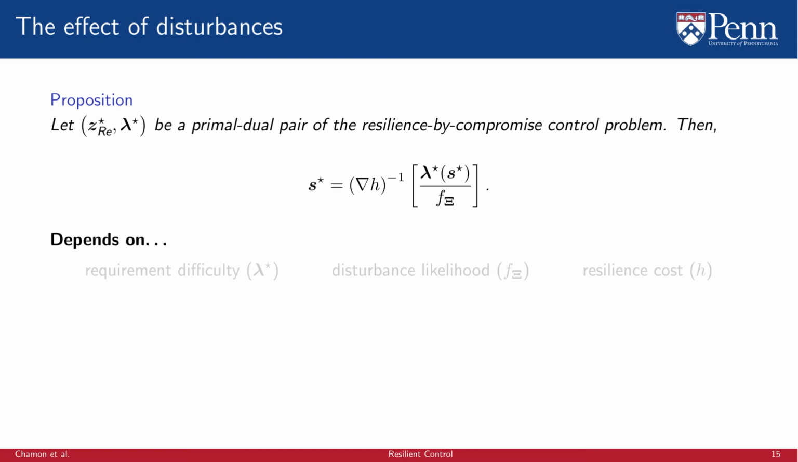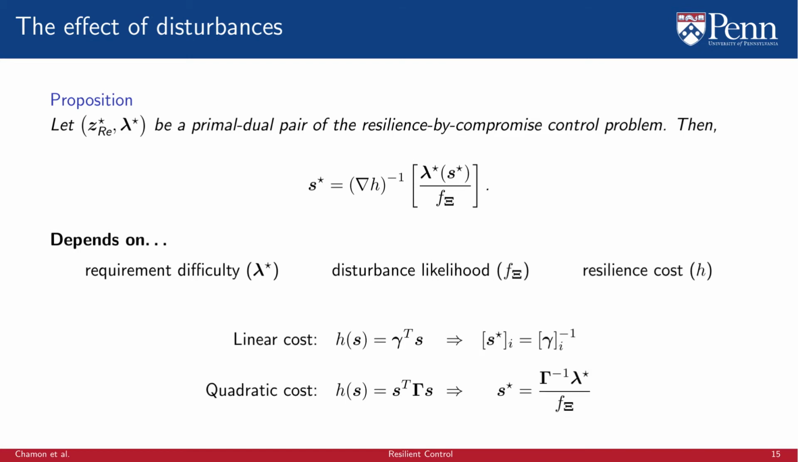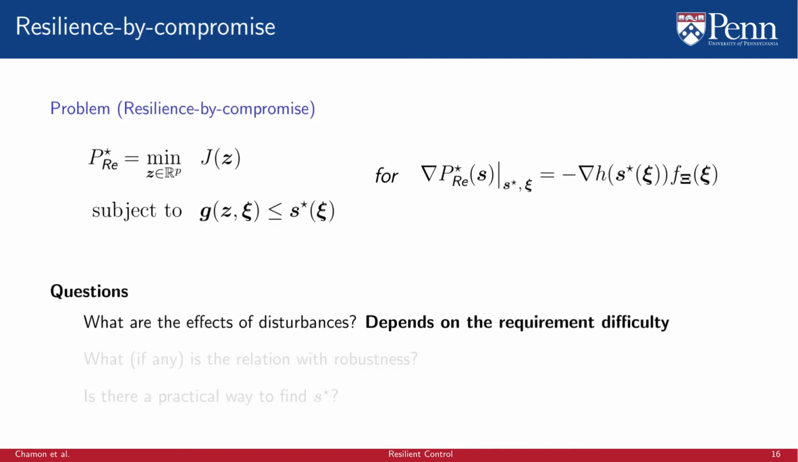Now, it turns out that resilience by compromise relaxes each constraint depending on its dual variable, which is exactly what we want to do. Since these are convex problems, we know that the dual variables are a measure of constraint satisfaction difficulty. So the resilient controller actually focuses on those requirements that are harder to meet. Obviously, the resilience slacks also depend on the likelihood of the disturbance and on the structure of the resilience cost. Using a quadratic cost, for example, leads to relaxations that are directly proportional to the dual variables. So the resilient controller violates constraints according to the difficulty of satisfying them.